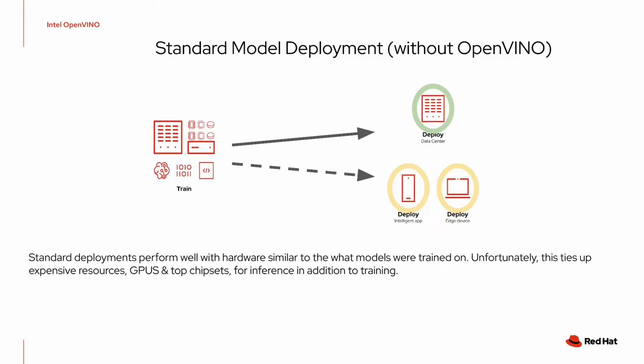So we can start by looking at the comparison to a standard model deployment that doesn't use OpenVINO. Standard deployments perform well with hardware that roughly approximates what they were trained on, which makes sense since if you drastically change the hardware, you'll get different performance results. Unfortunately, if it's a large complex model, you could end up tying up GPUs or other top-tier chipsets for inference as well as doing all of the training.